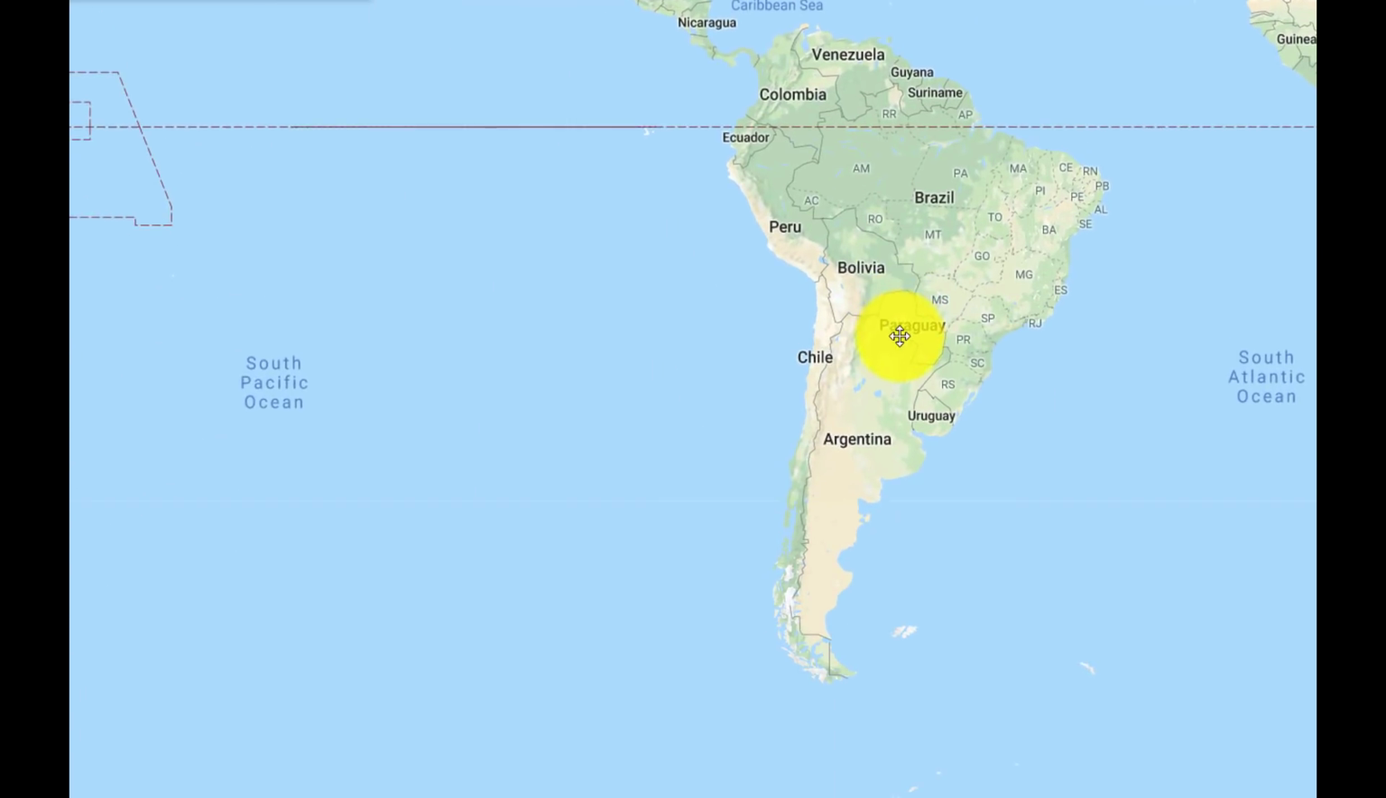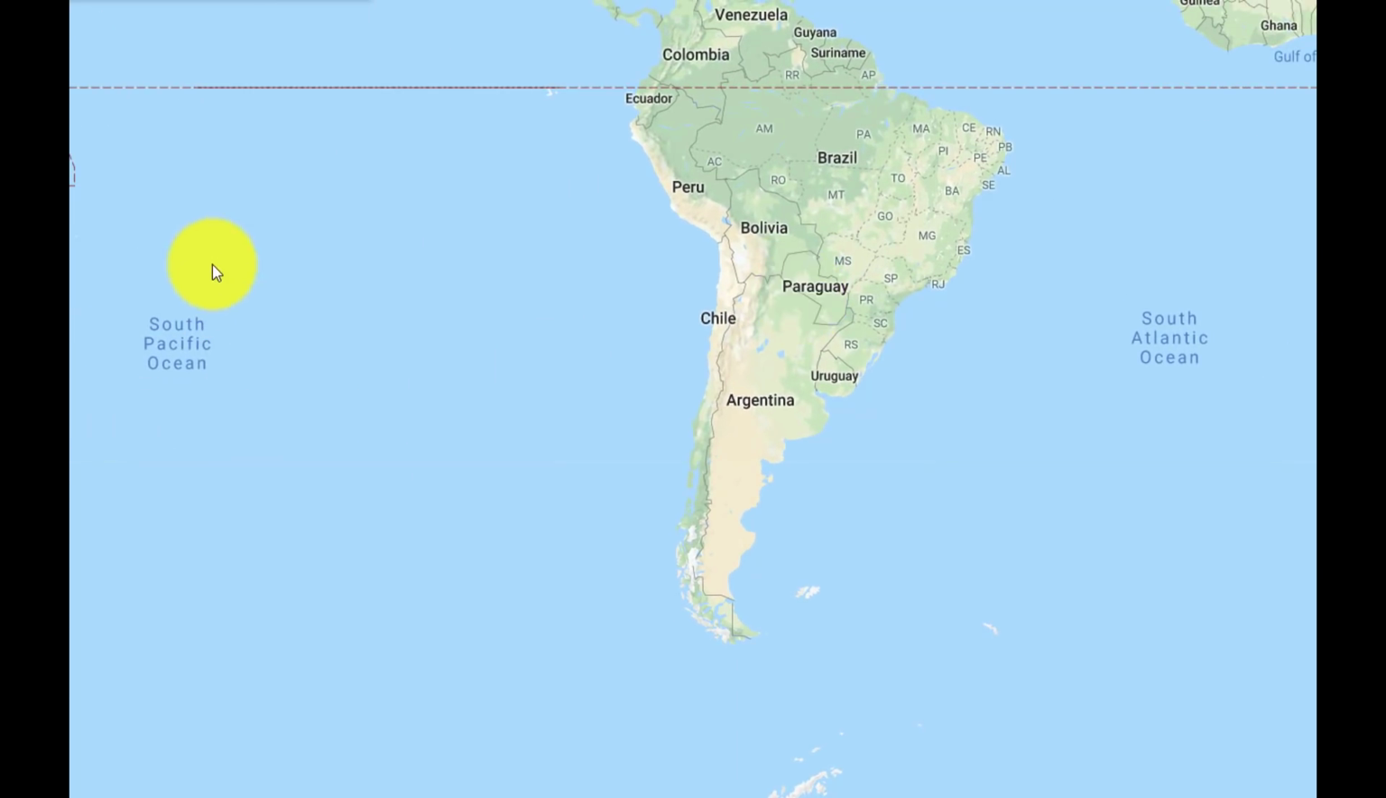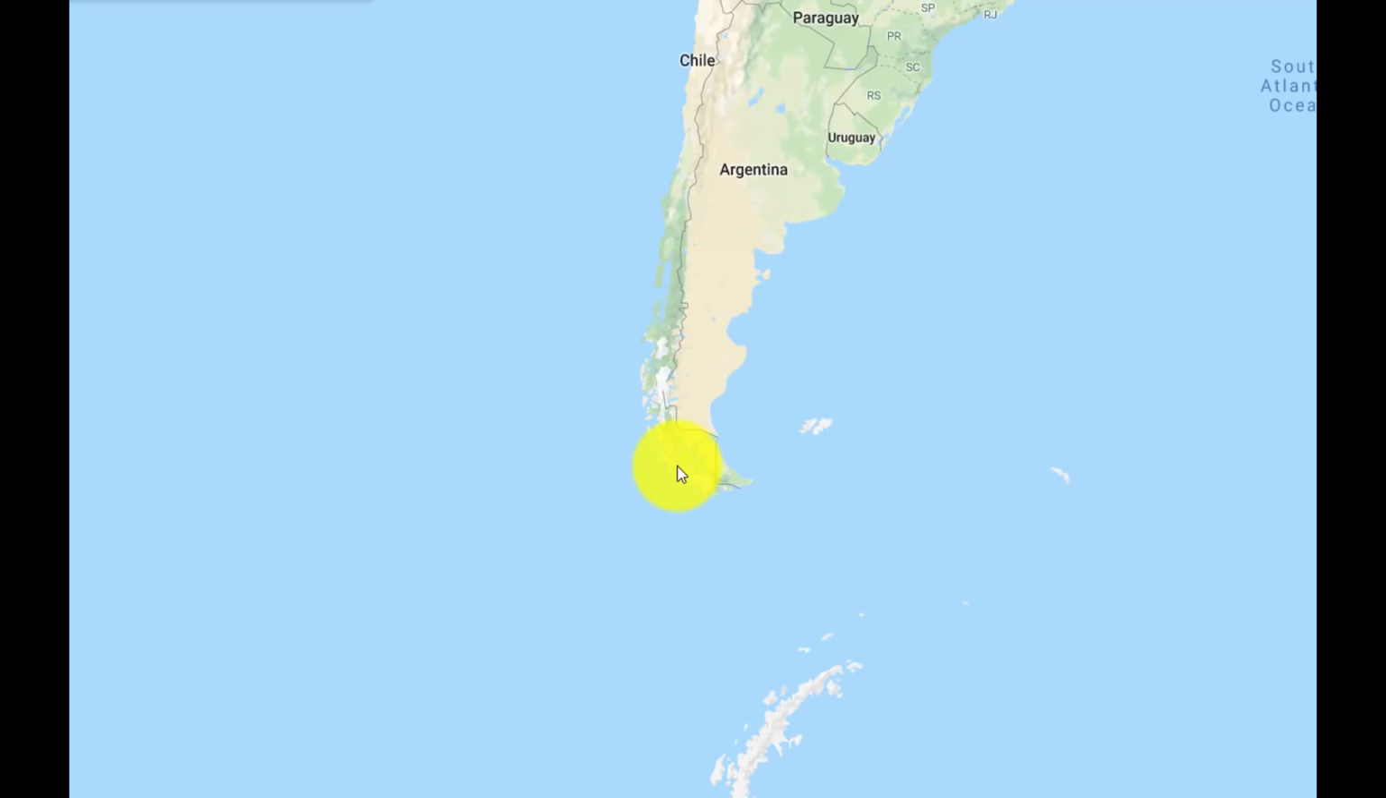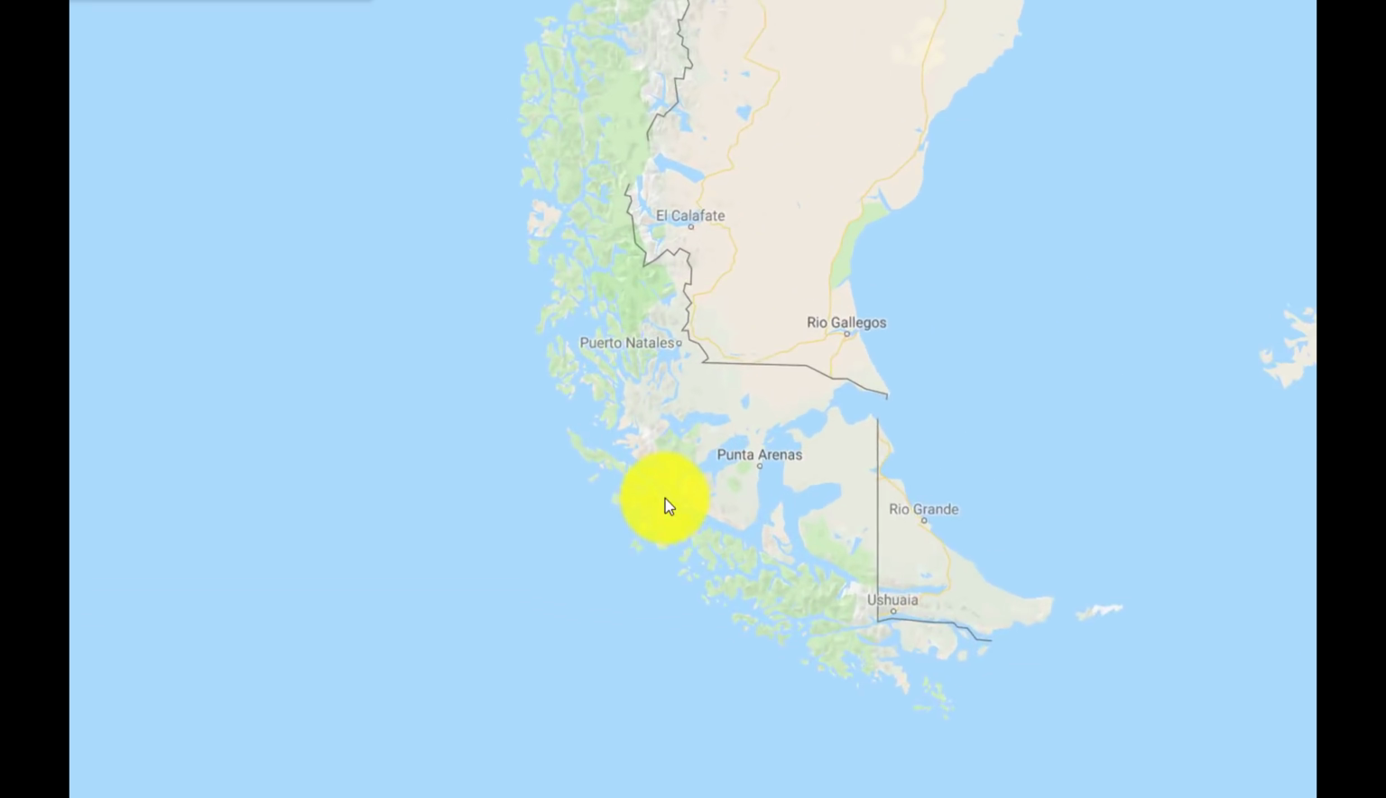Coming back to our answer. So this is the South Pacific Ocean. This is the South Atlantic Ocean. According to the question, you are supposed to travel from this ocean to this ocean while going through the South American continent. So you will clearly see there is a very important strait right here. It is called the Magellan Strait.